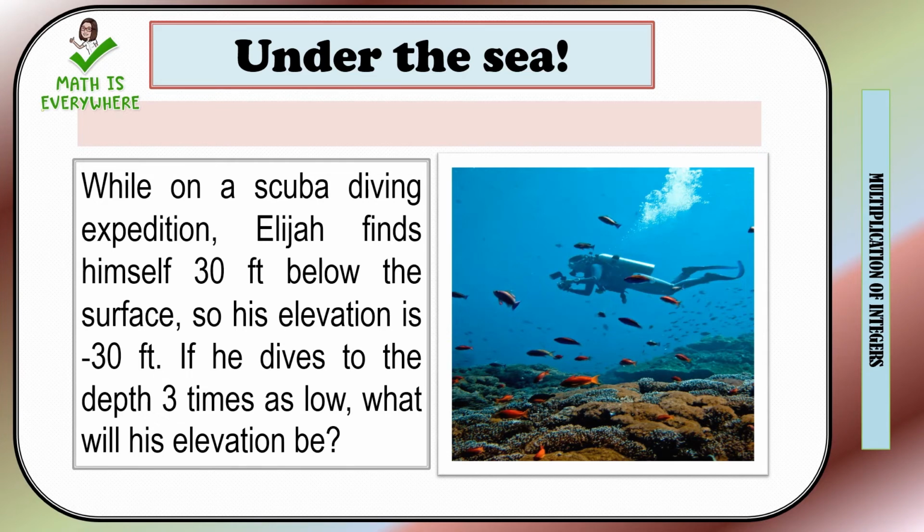As you can see here, that is Elijah while he is underwater. So he's 30 feet below the surface. And in an integer, we can represent it as negative 30. And the question is, if he dives to the depth of 3 times as low, what will his elevation be? What do you think are we going to do with this given situation? Oh yes, we will be using here multiplication.